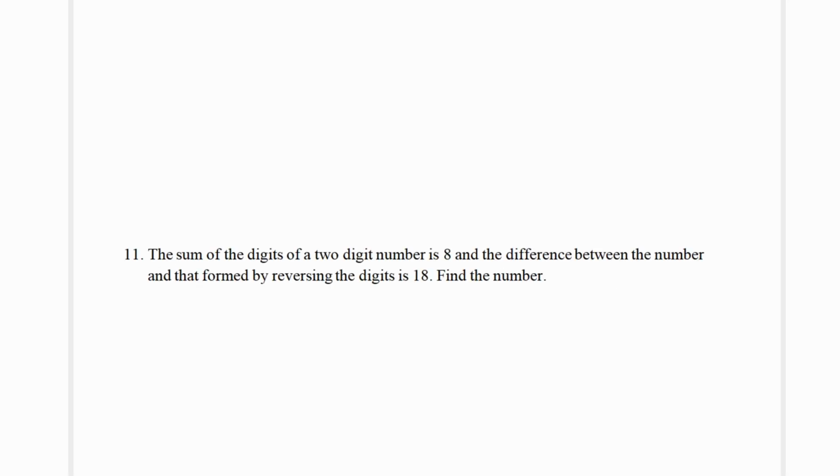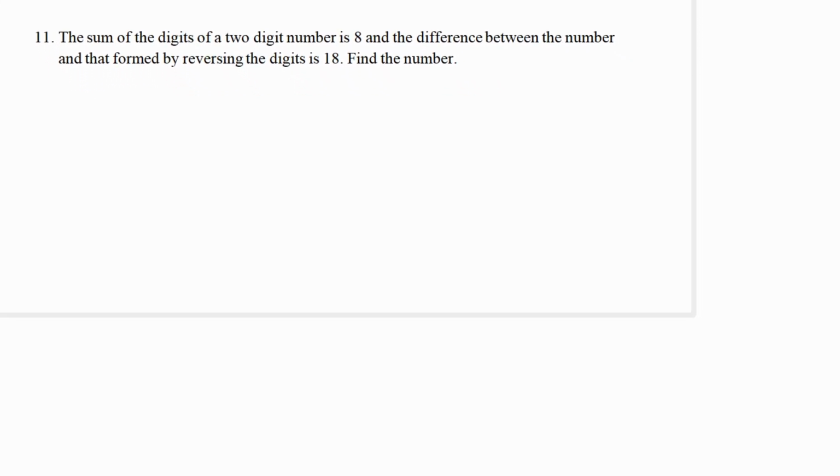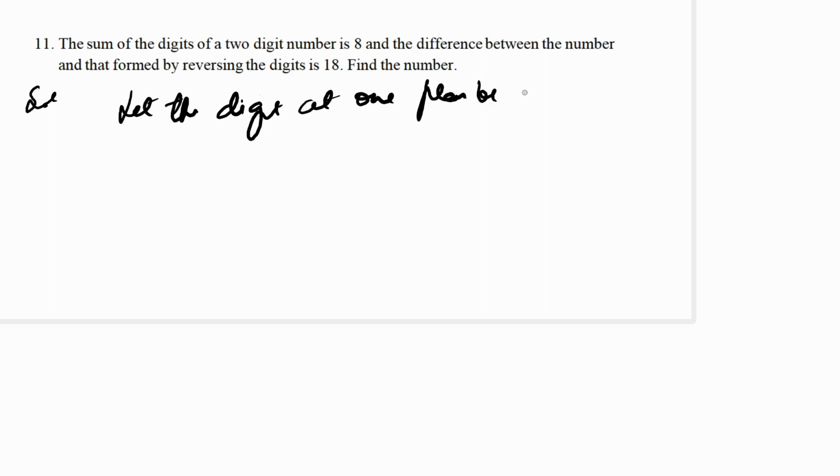Let's move on to the next question. The sum of the digits of a two-digit number is 8 and the difference between the number and the number formed by reversing digits is 18. Find the number. It's a two-digit number. So let the digit at ones place be x and let the digit at tens place be y.